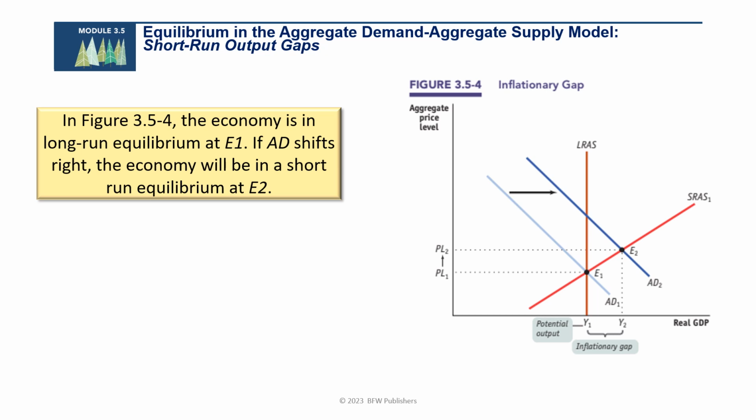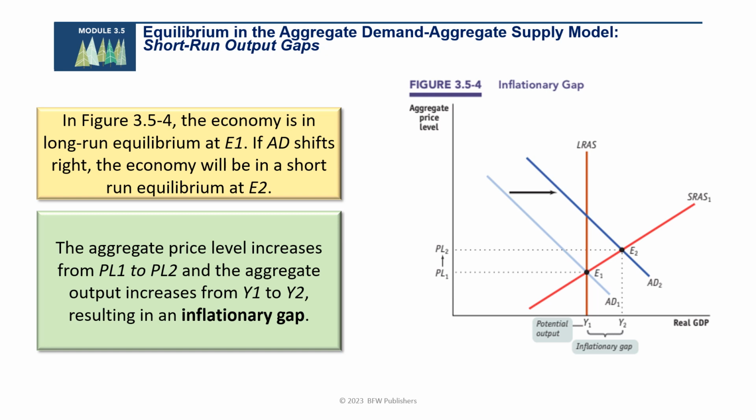So unemployment's not a problem. Right? Unemployment is actually going to be below the full employment or natural rate of unemployment at Y2. So unemployment has fallen below 4%, but the excess spending drives up price level from P1 to P2. Therefore, we have what's called an inflationary gap. So when short-run macroeconomic equilibrium is beyond the nation's long-run potential, it creates an inflationary gap.